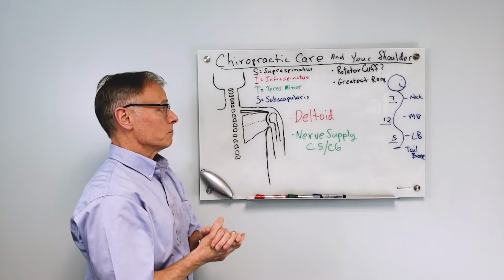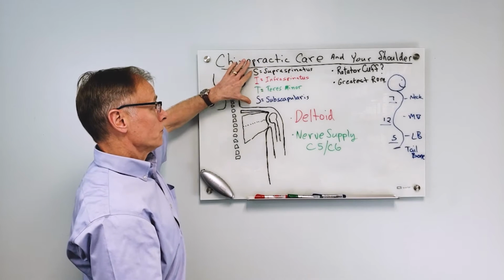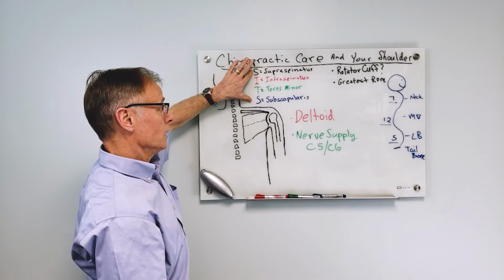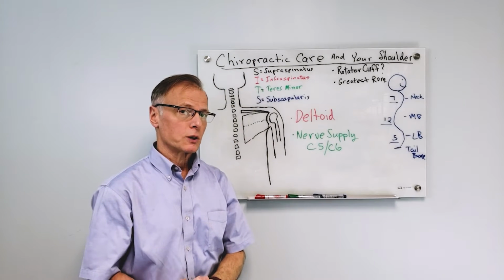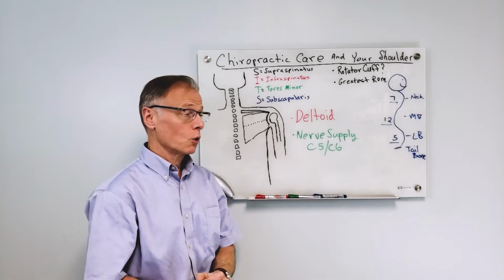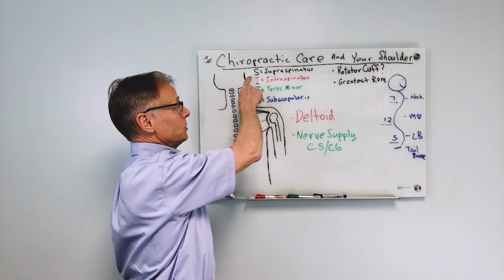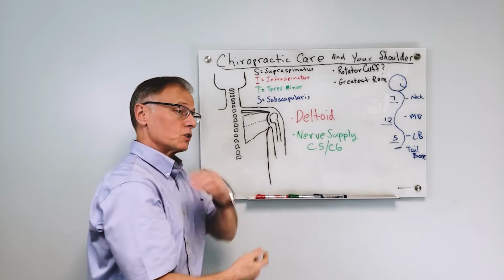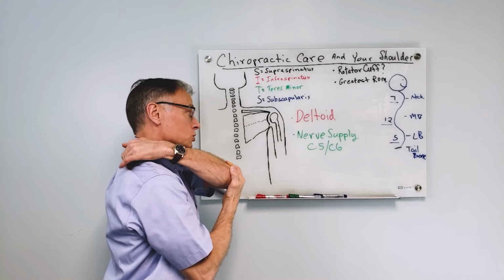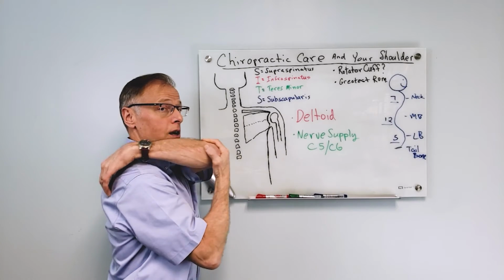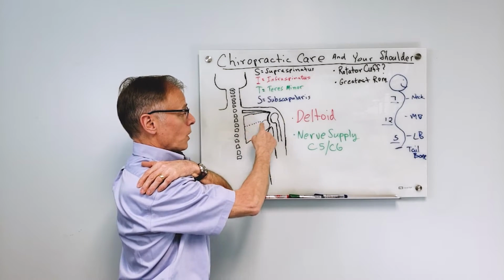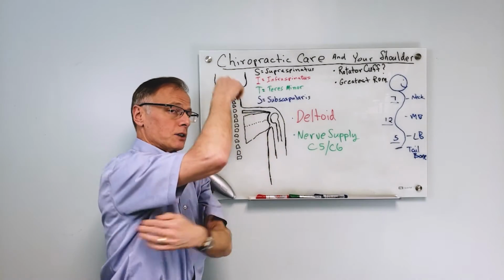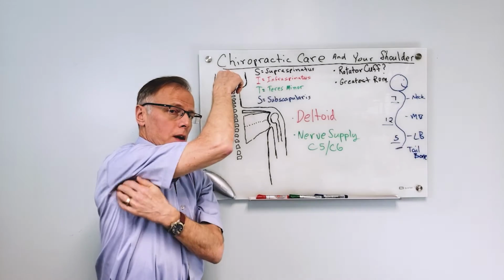Now, you also have some muscles there, and the first group of muscles I want to go over is called the SITS muscles. Those are actually the rotator cuff muscles of the shoulder, and it consists of the supraspinatus, which sits right here on the top of the shoulder blade. You have the infraspinatus, which is back here, kind of in the lower part of the shoulder blade. Then you have the teres minor, which is in this area.